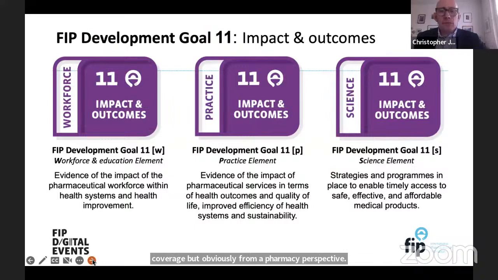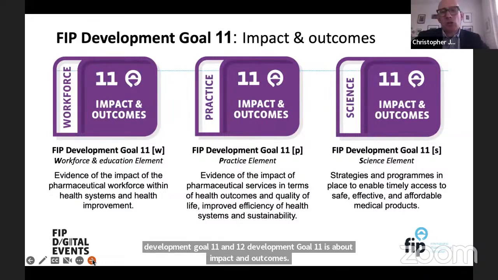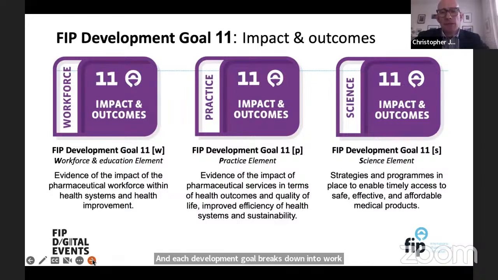This is the final set of webinars or events for the Evidence and Impact series that we've been running this year. Each of these events strongly align to Development Goal 11 and 12. Development Goal 11 is about impact and outcomes, and each development goal breaks down into workforce and education element, practice element, and science element.